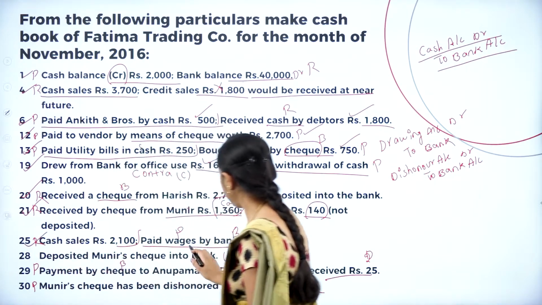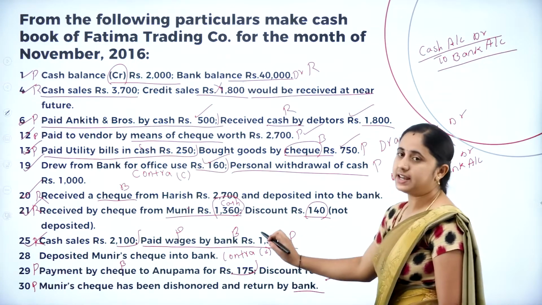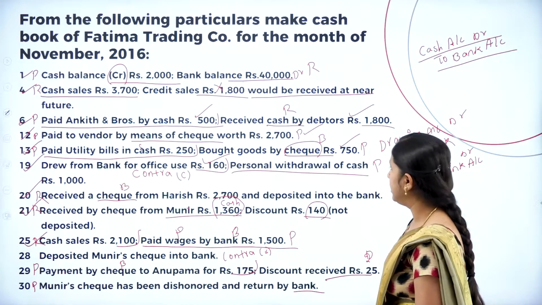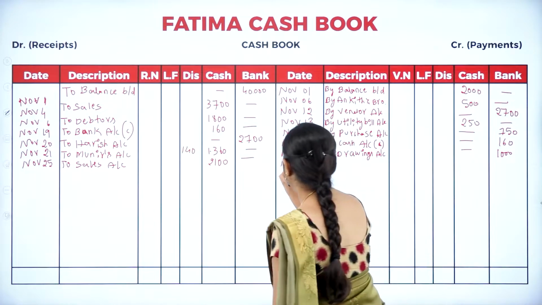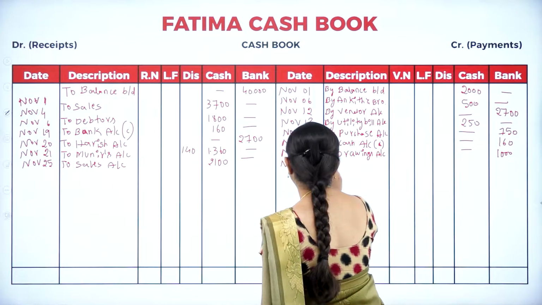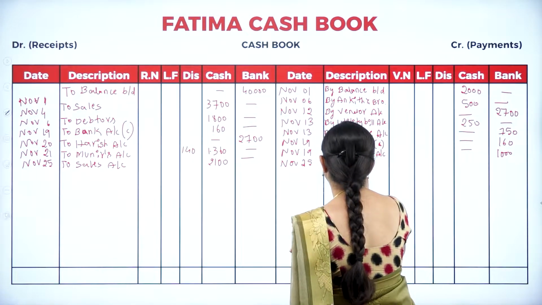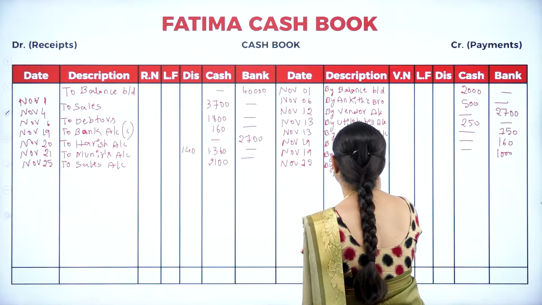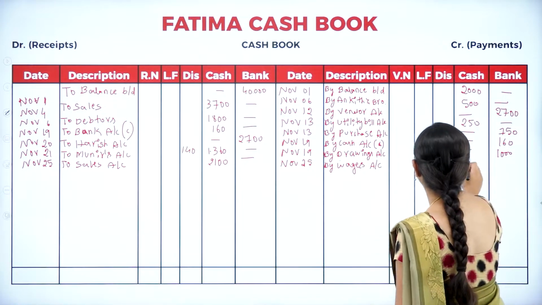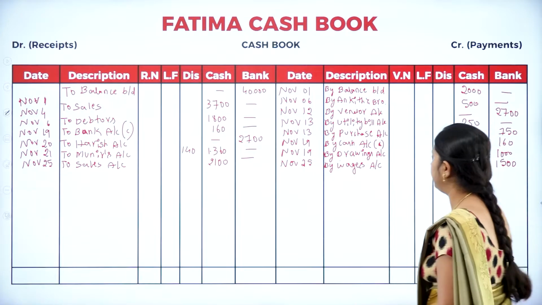2100. Next, paid wages by bank rupees 1500. Payment side, by wages, amount in bank column 1500. November 25, by wages account, amount in bank column rupees 1500.